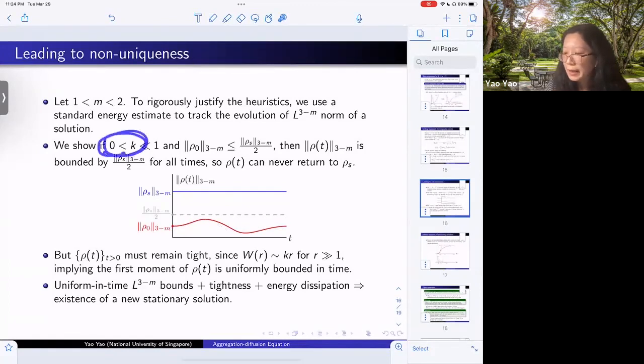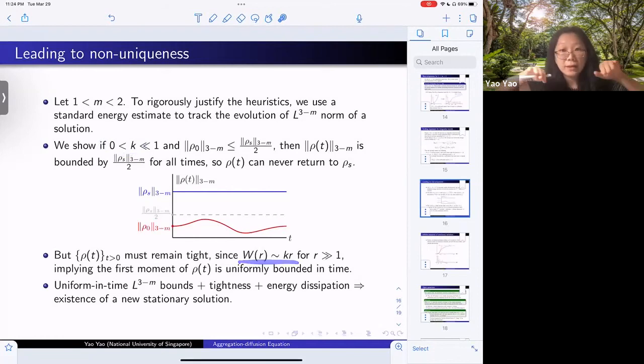But on the other hand, for any k that is strictly positive, W will have linear growth, very slow linear growth at big R, right? Which means that the solution can't really become infinitely flat.